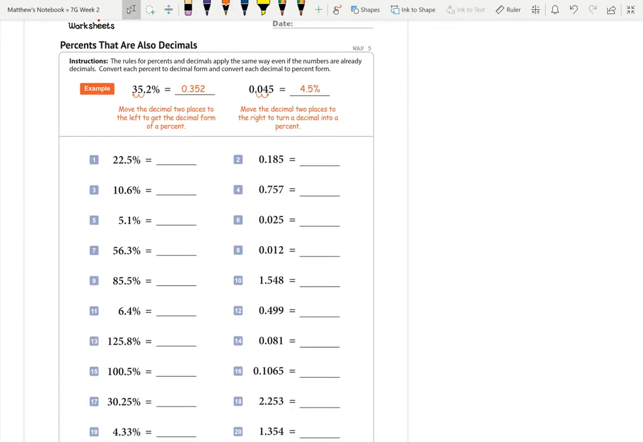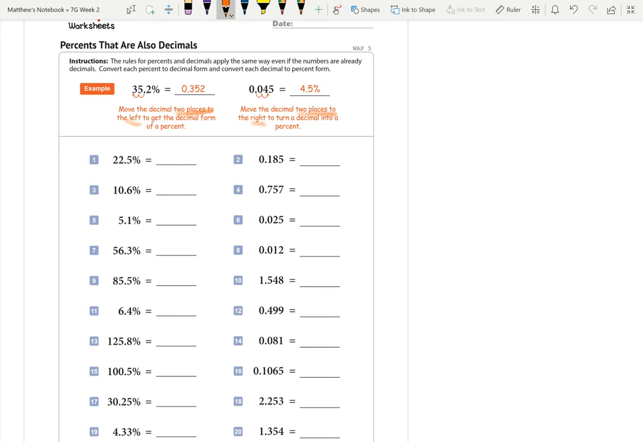All right, and this is percents that are also decimals. So the rules for percents and decimals apply the same way, even if the numbers are already decimals. We're going to convert each percent to decimal form and convert each decimal to percent form. So again, if we are converting a percent to a decimal, we're going to move it 2 places to the left. And then if we're converting a decimal to a percentage, then we're going to do the opposite and move it 2 places to the right.